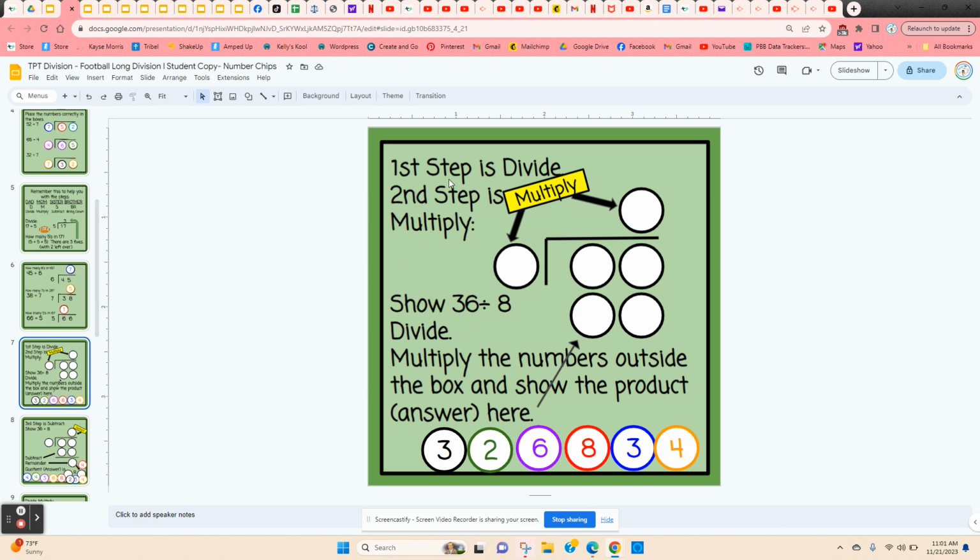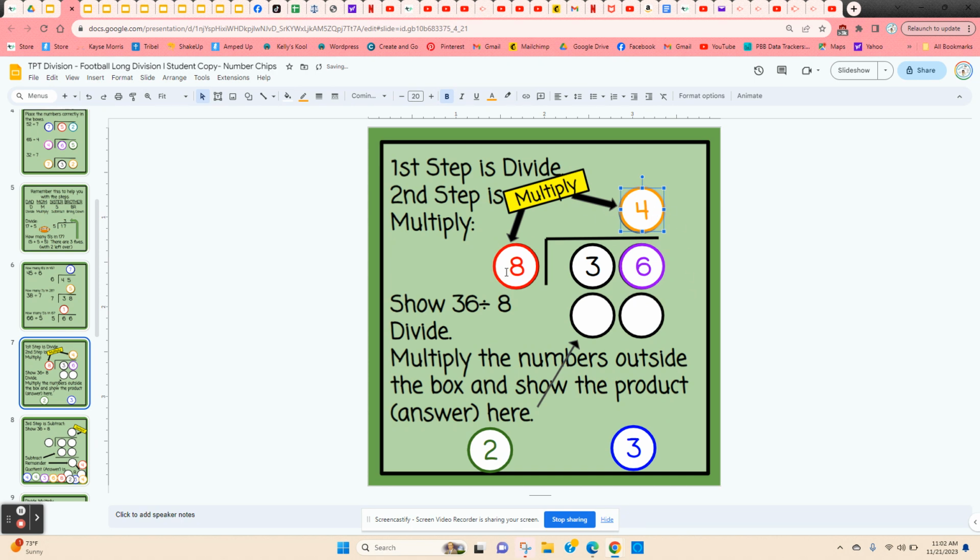So the first and second step, divide and then multiply. So the first problem, 36 divided by 8, students already know where to place the numbers. Again, click and hold on the edge of the chips, and then they can be moved where they like. Then we're going to divide. 8 goes into 36 4 times.